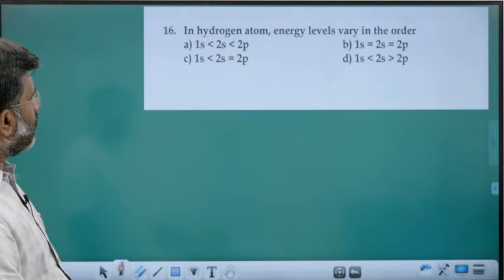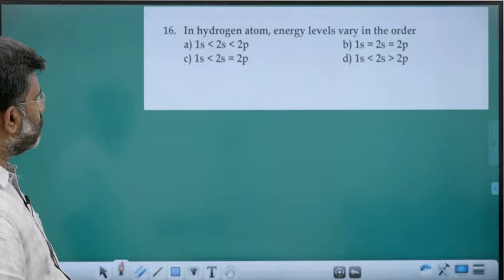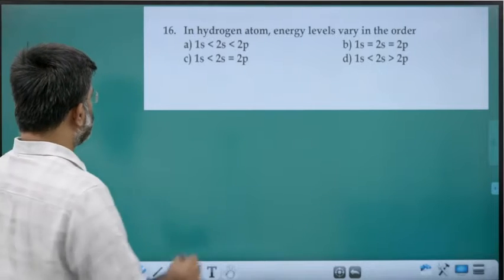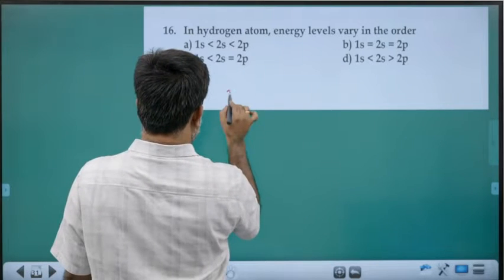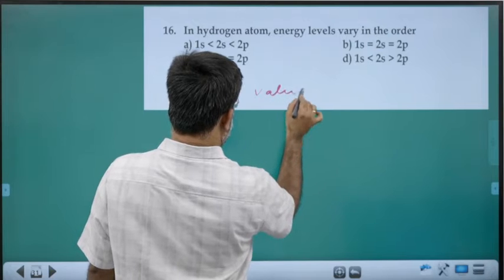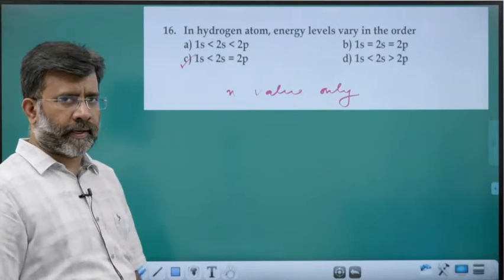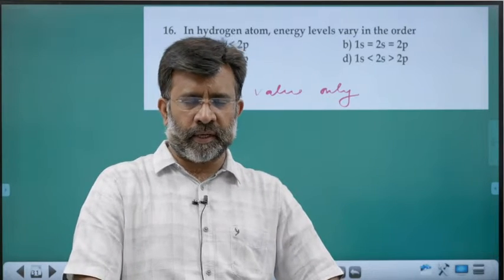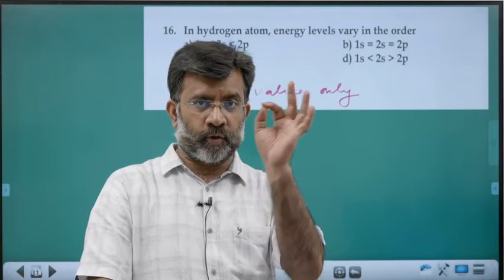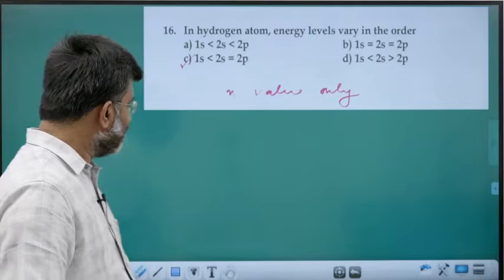For hydrogen atom, energy levels vary in the order... Recently we have discussed. Option C. It is decided by n value only. Energy of atomic orbital of hydrogen is decided by n value alone. Next.